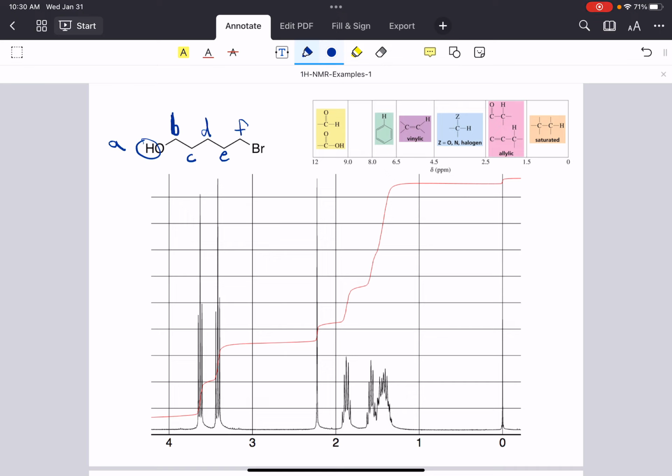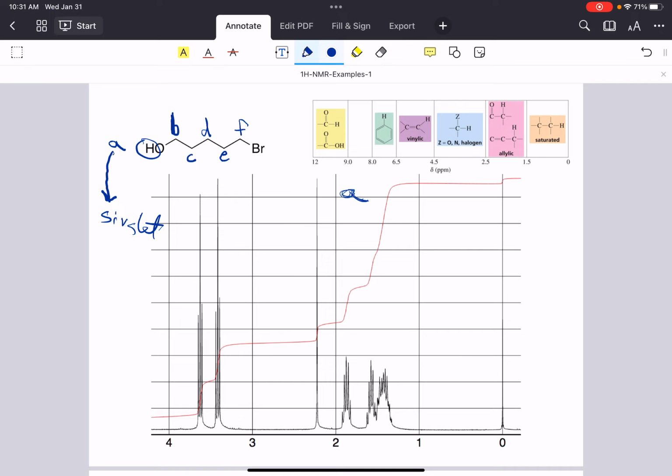So starting with signal A, that hydrogen on the oxygen, remember it's exchangeable, so it doesn't feel any neighbors, so that's going to be a singlet. It is, in fact, the only singlet in the system. So I can already go ahead and assign the one singlet in the spectrum to A. So that takes care of that peak.